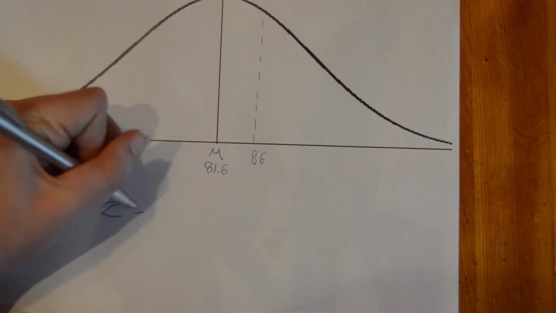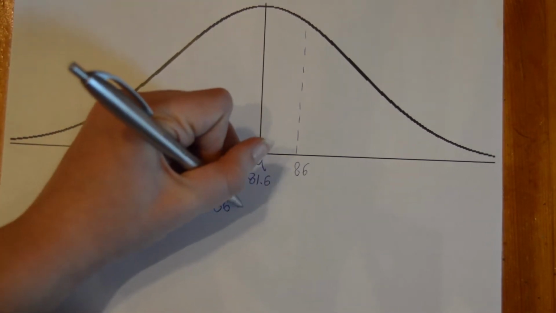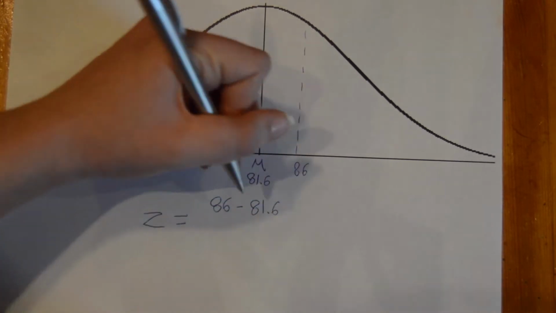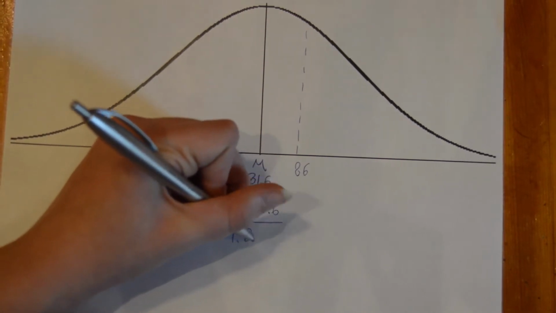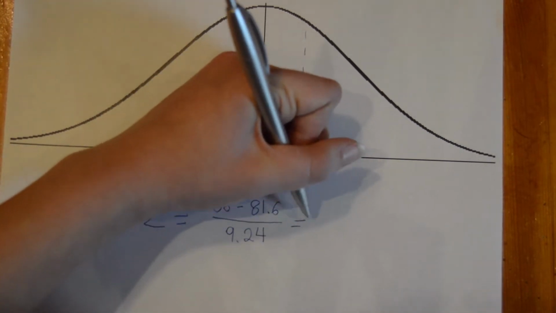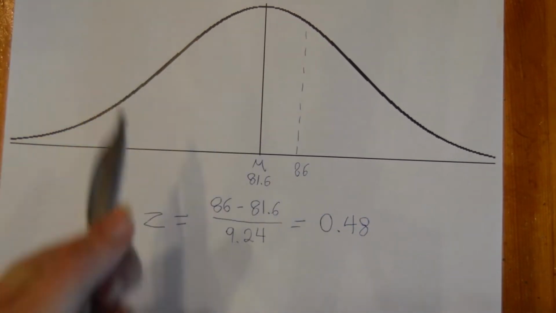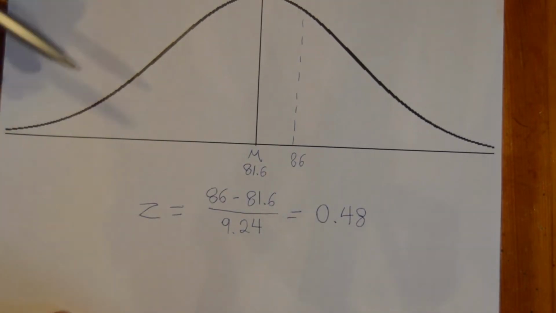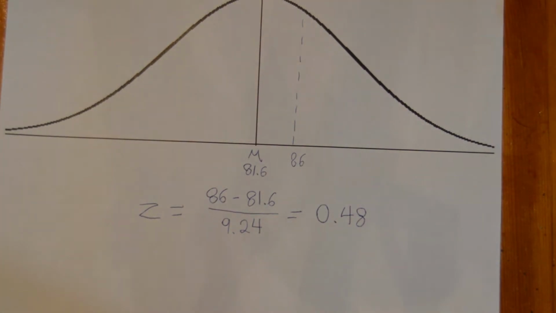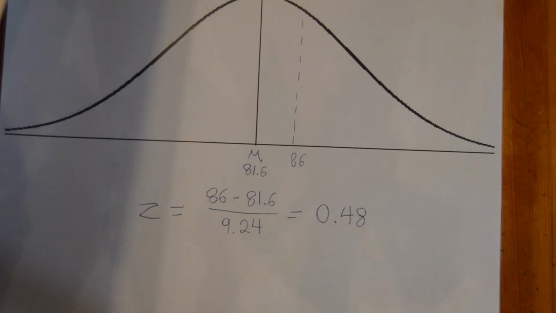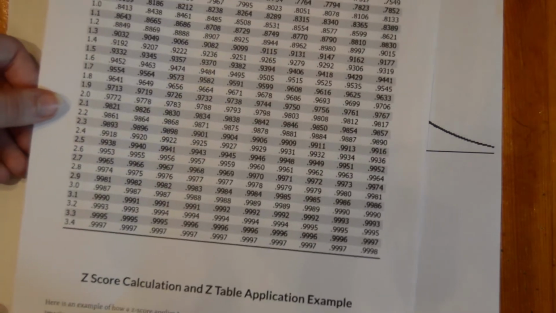The z-score will equal 86 minus the mean of 81.6 divided by the standard deviation, which was 9.24. When you plug this into your calculator, you get a quantity of 0.48. This number is your z-score, which is the distance from the mean that your x is. Now, when you take this quantity and go to your chart, in this case it'll be the positive one because we have a positive z-score, we're going to find where 0.48 is.